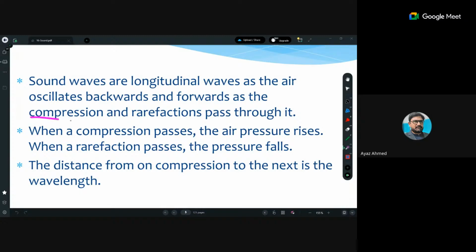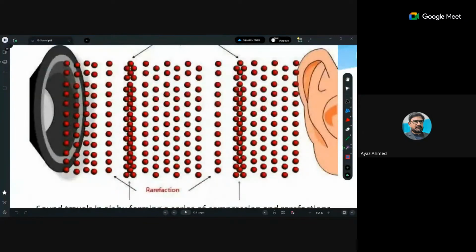And when it travels through the compressions and rarefactions, it means that at some points the pressure increases. Those are called compressions, and at some points the pressure decreases. That is called rarefaction. And the distance between one compression to the next compression is called wavelength. It is very simple to understand that the distance between each compression is called one wavelength.